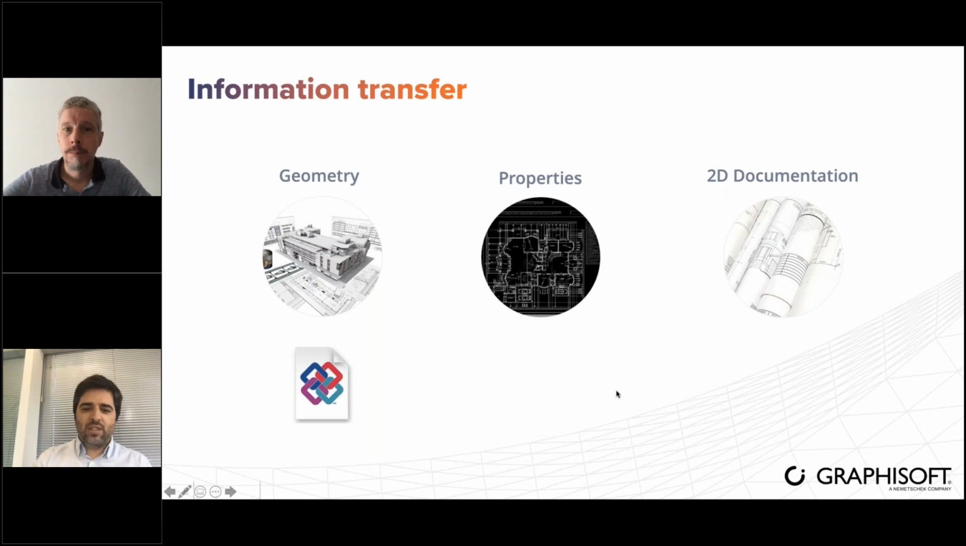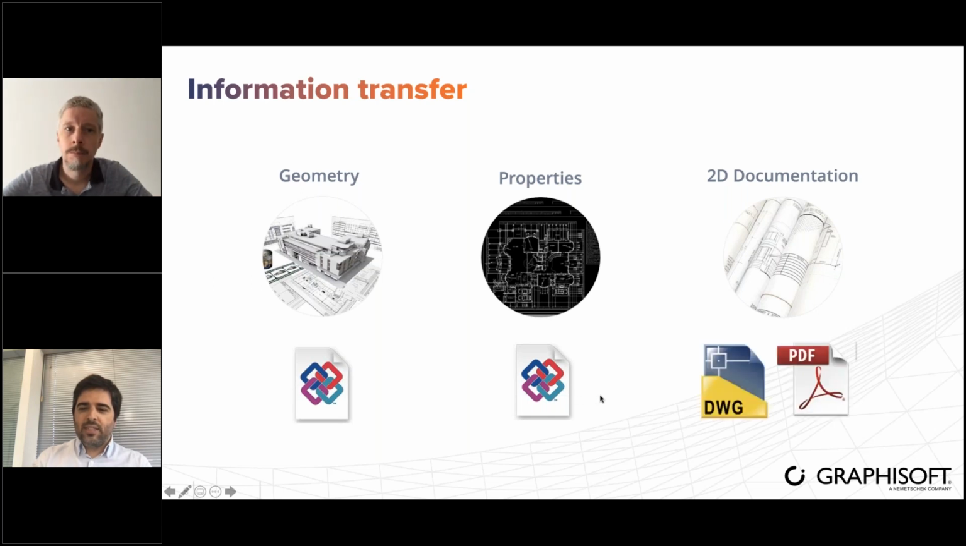Basically, we can transfer this information in different ways. So the geometry and the properties, they will go through the IFC file format. By the way, for those who don't know, this is the symbol for the IFC file format. And if you want to exchange 2D documentation, IFC is not the way to do it, because IFC is to bring the geometry and the properties across. It's for model-based coordination. It's not for 2D documentation.